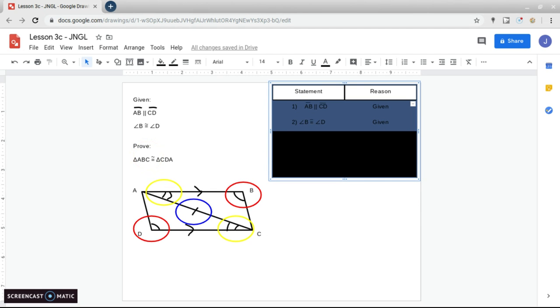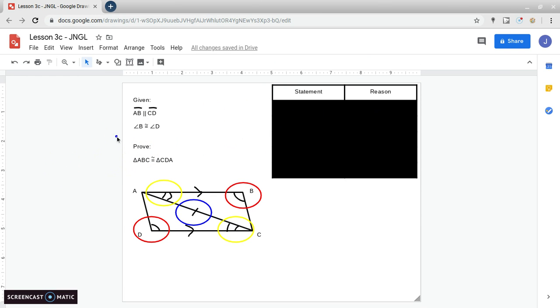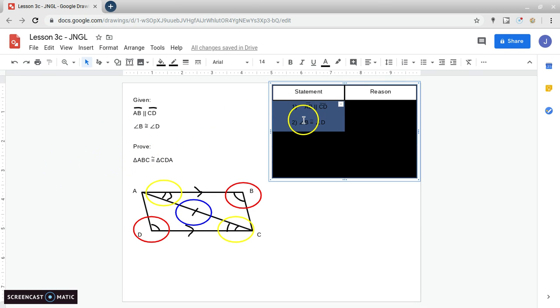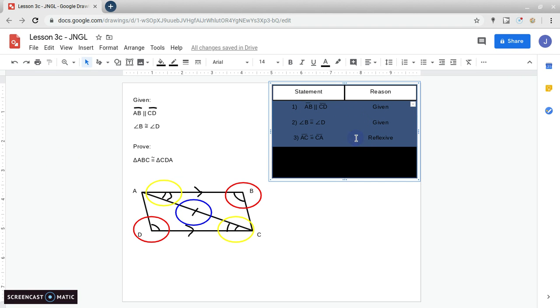Okay, now let's look at that. The next thing is also given, that angle B is congruent to angle D. Now we've proven the red. Now we need to prove the blue. Line AC is equal to CA. That's reflexive because that's the same thing. But why we have to say that is because, like I've been saying a bunch of times, this is two triangles. It looks like it's just a parallelogram, but it really is two triangles put together. That's the reason why we're proving that they're congruent.